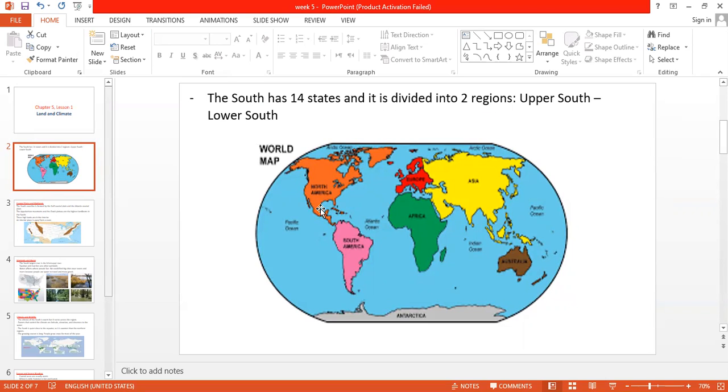The United States of America. United States of America is located in North America, in the continent of North America. We're exactly in the middle. This part, look, this part is America. Okay. If you check America here, what's here?